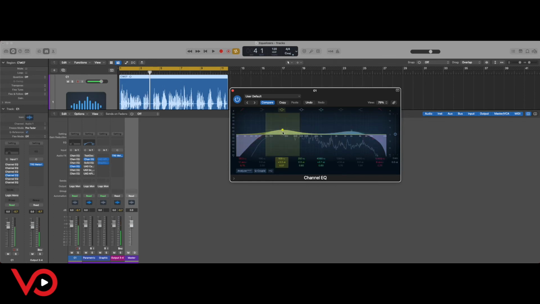Okay, I think we're getting closer with this. So what I want to do is trim up my Q on this and see if I've picked the right center frequency. Right?